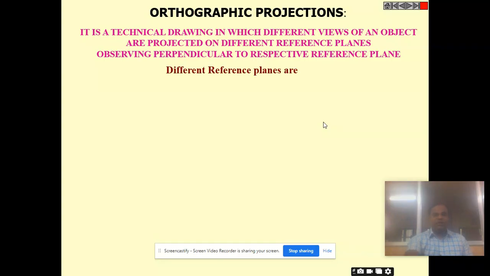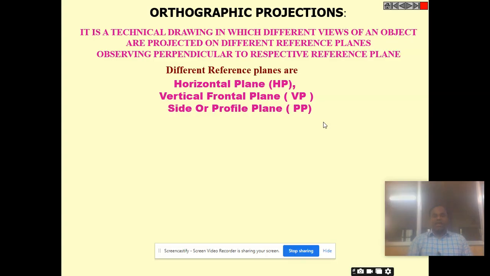Going ahead, what are the different reference planes that are used for orthographic projection? The first is the horizontal plane, the second is the vertical frontal plane, and the third is the side or profile plane. These three planes are the reference planes, or we can say principal planes of projection. The horizontal plane is horizontal like a ground surface or a floor surface. The vertical plane is just like a vertical wall, across which we observe the object. If a plane is horizontal, then the object is observed in this way.